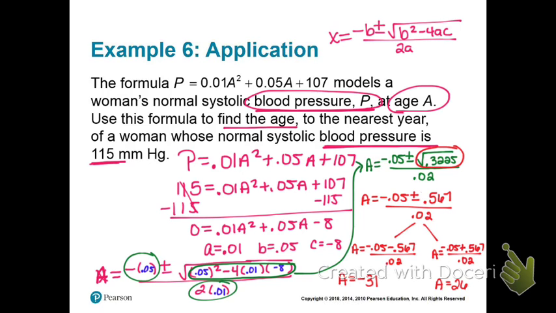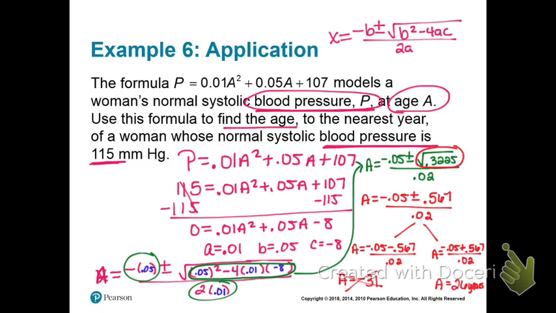Are both of those my answers? What did A represent? The age of the woman. Are both of those my answers? No, because there's no way she can be negative. She can't be negative 31 years old, can she? So even though it worked out, you got to make sure it makes sense for this problem. So this can't be it. So A equals 26 years.